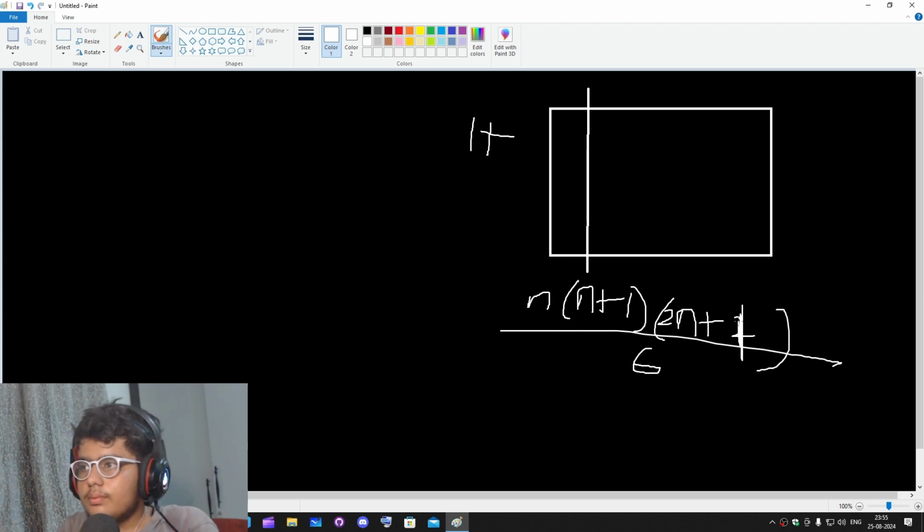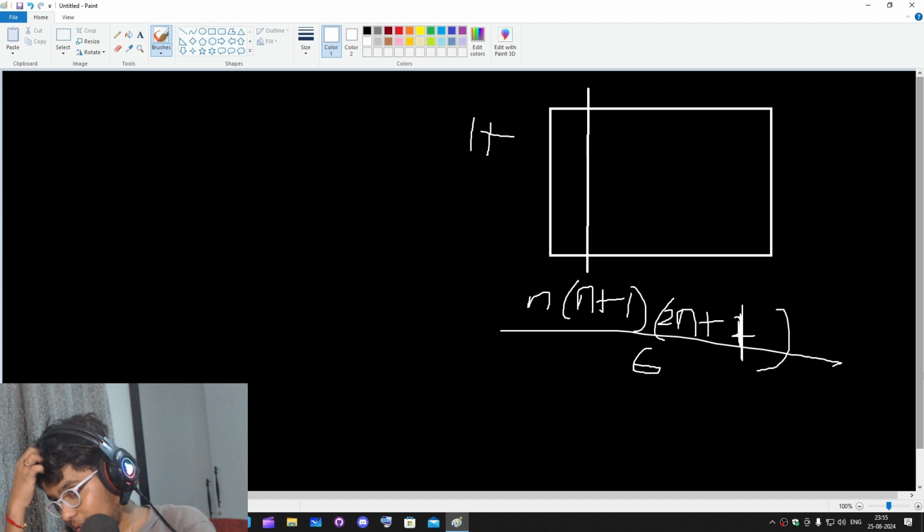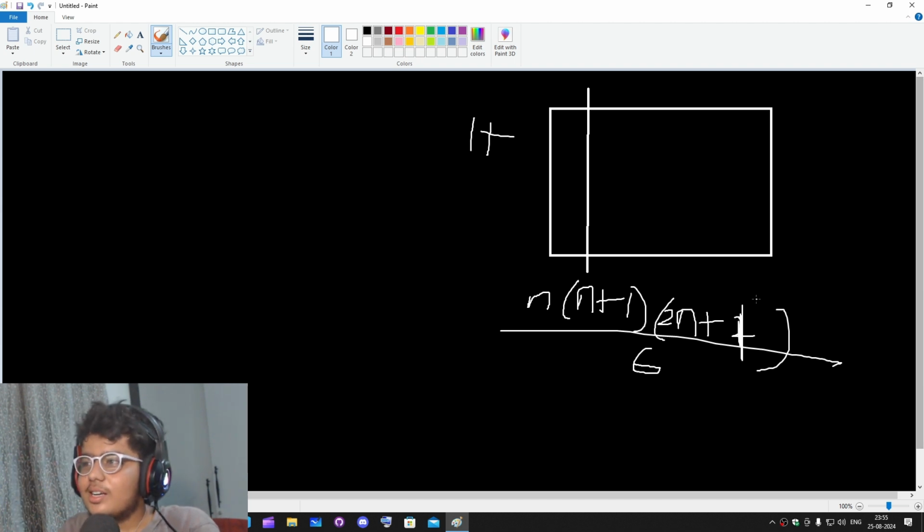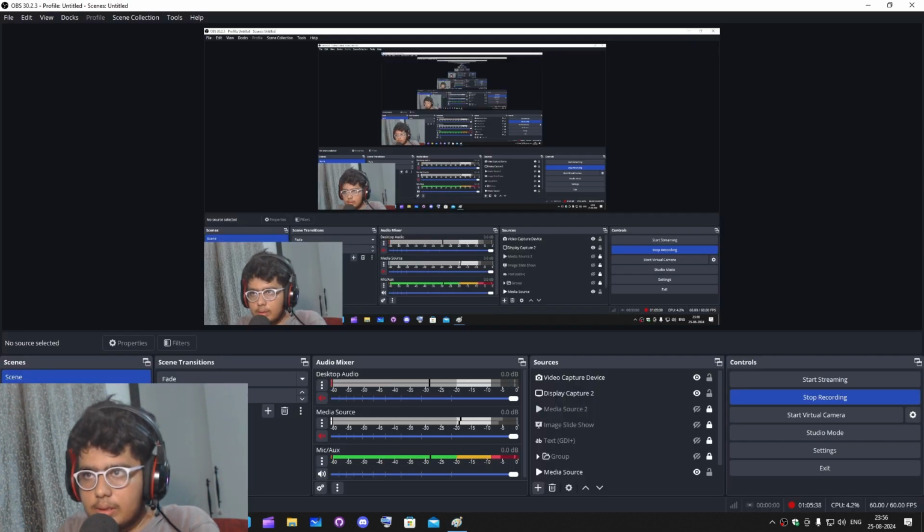So yeah, it is n into n plus 1. Sorry for the mistake I made. So n into n plus 1 into 2n plus 1 by 6. This is the actual formula. Just apply the value over here, keep 100 here and 101 here, and 100 into 2 is 200. 200 plus 1 is 201. 201 by 3 is this.